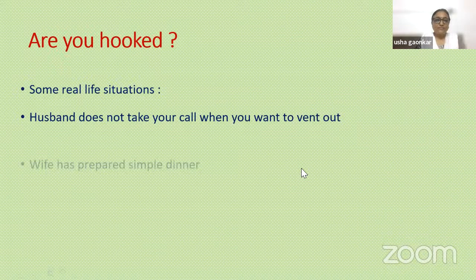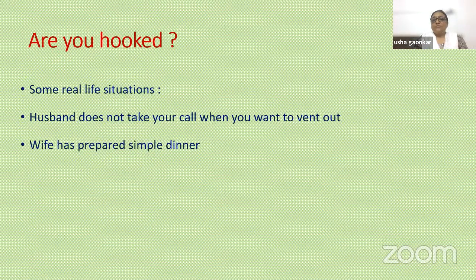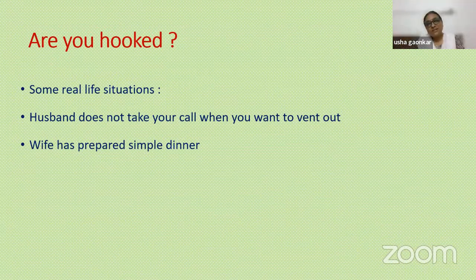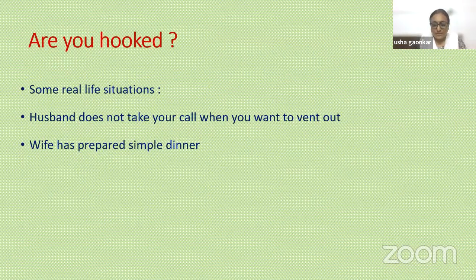Next situation, the wife has prepared a simple dinner. "Arey yaar, now again the same thing, dal chawal or khichdi. Why can't she make something different? Or she's so lazy, or she has no creativity." All right, so I'm just giving some things which just came to my mind right now.